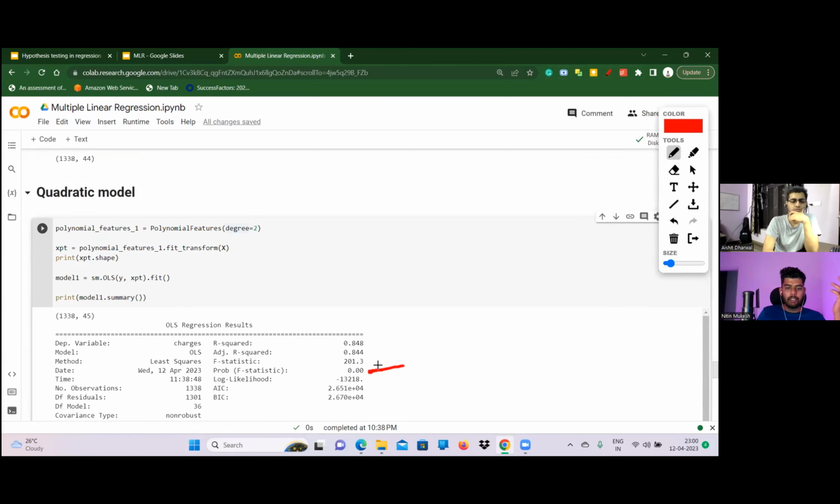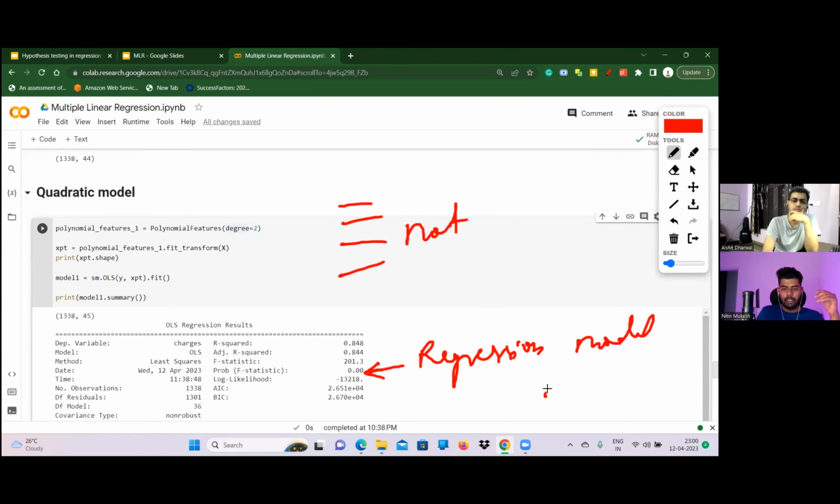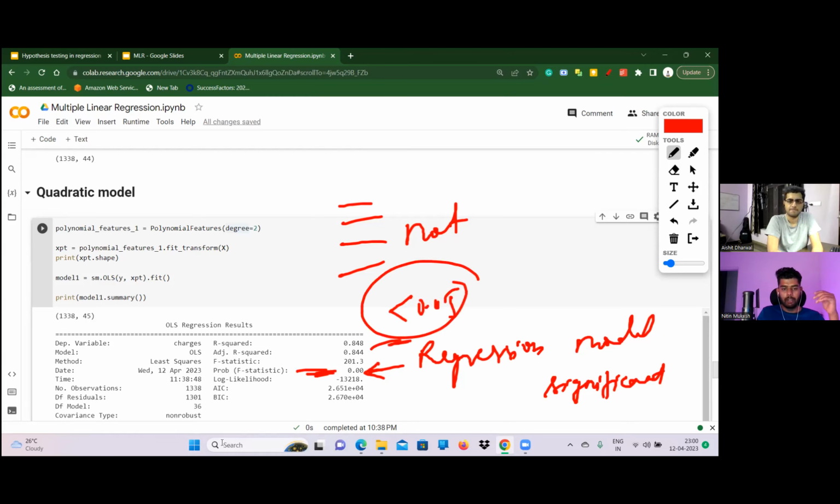So this F statistic probability means that your regression model as a whole is significant, even though we are not considering some particular variables which are not significant. You can always remove those, but your regression model as a whole is significant. This is one of the things that we find out from the probability of the F statistic. It should be less than 0.05 for your model to be significant.